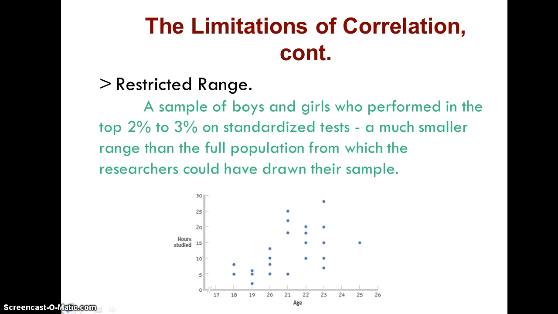Another issue that comes up with correlation is a restricted range. So if we only look at a small portion of the full range of data on something, then it could obscure the relationship. So if we look at this particular set of data, we have the number of hours studied and we have ages here across the x-axis. And it looks like you might be able to fit a straight line in there somewhere.